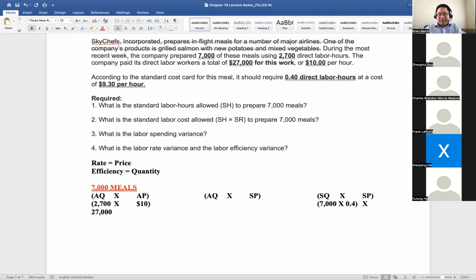Times, what is the SP? How much is the standard price per worker, like per hour? How much did you expect to pay them? You actually paid them 10. How much do you expect to pay them? 9.3. Good, very good. 9.3.